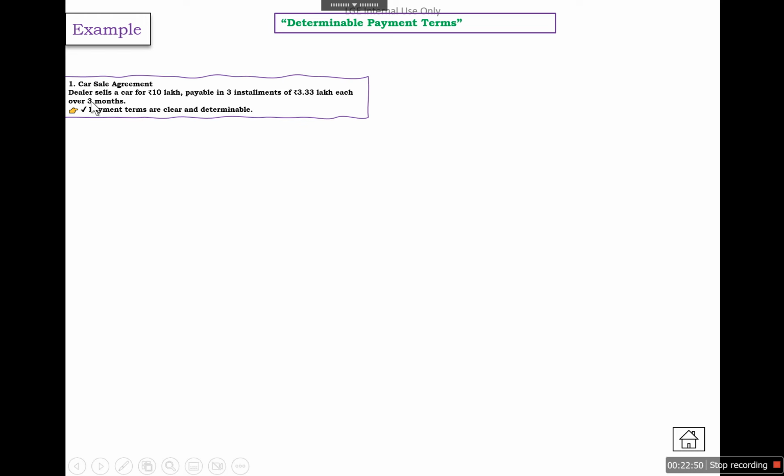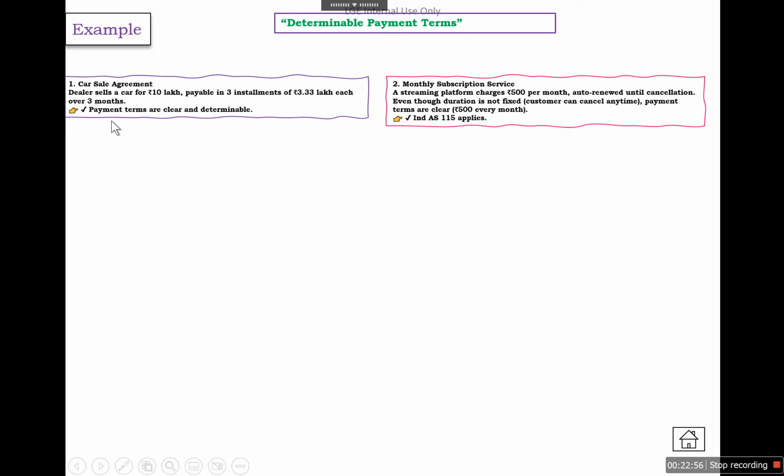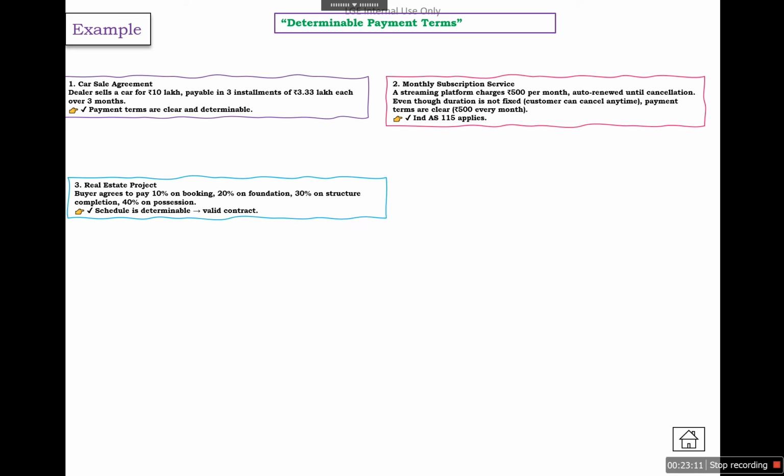In a car sale agreement, a dealer sells a car for 10 lakhs that is payable in 3 installments. So payment terms are clearly defined. A monthly subscription for a streaming platform charges 500 rupees per month, auto-renewed until cancellation, even though the duration is not fixed. But payment terms are clear, that is, 500 rupees per month. So Ind AS 115 will apply.